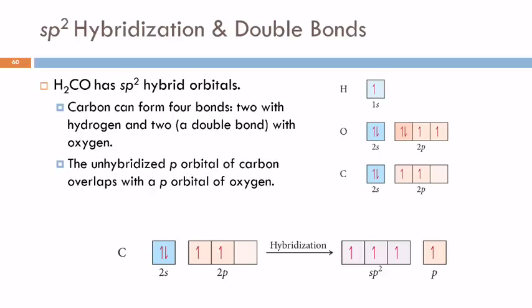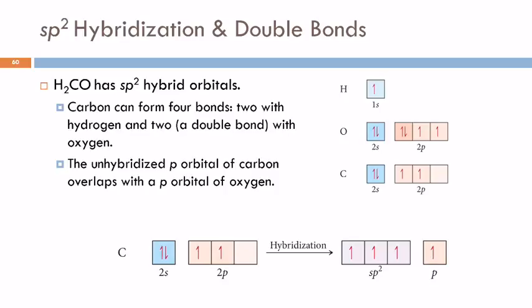So if we look at H2CO, this has sp2 hybrid orbitals. Here are the orbital diagrams for the valence electrons of the atoms involved: hydrogen, oxygen, and carbon. Carbon is going to hybridize the s and 2 of the p orbitals, and we're going to get this sp2. So we've got 3 sp2 orbitals, and we have 1 unhybridized p orbital. And so these 4 electrons are going to half fill each of the sp2 orbitals. And then this guy, this is a little hard to explain.